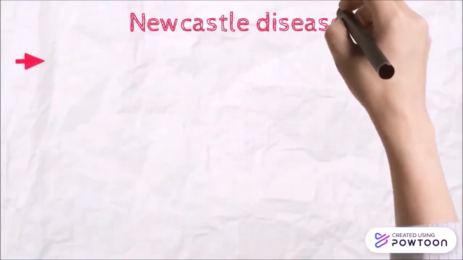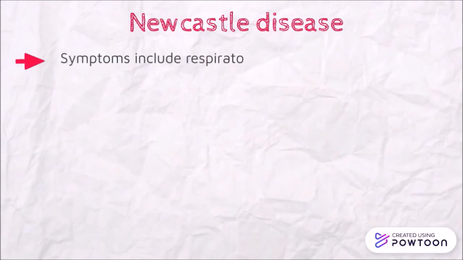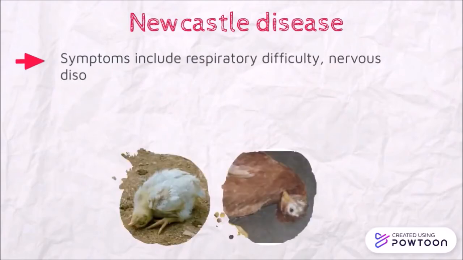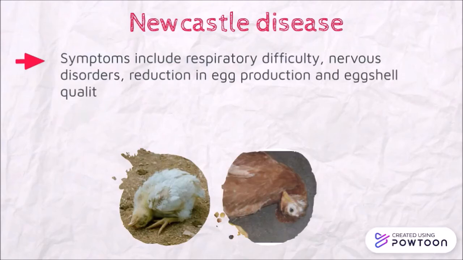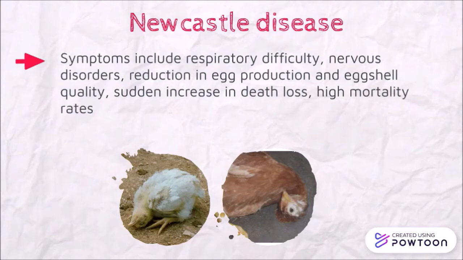Symptoms include respiratory difficulty, nervous disorders, reduction in egg production and eggshell quality, sudden increase in death, high mortality rates, droopy wings, watery diarrhea, depression, loss of appetite, and muscle spasms.